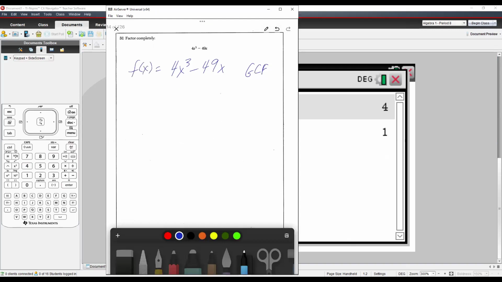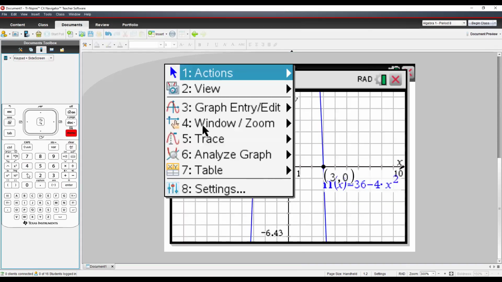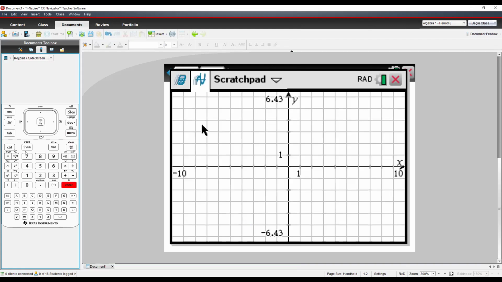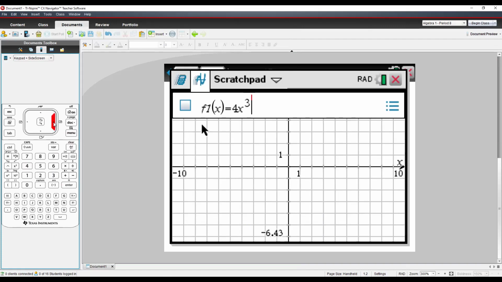And then I'm going to find the zeros. So go here. And let's go menu 14, get rid of this. Now press tab, enter 4x, now this is to the third power. And then we got minus 49x. And then we're going to press enter.